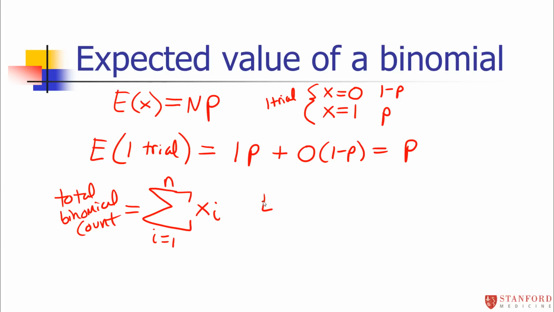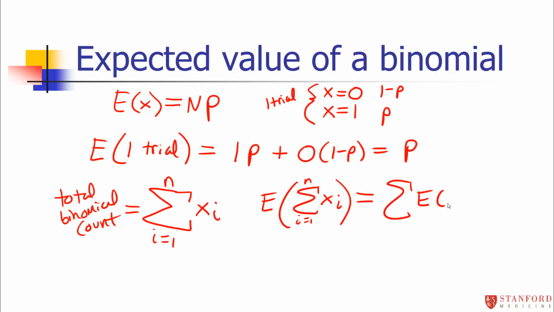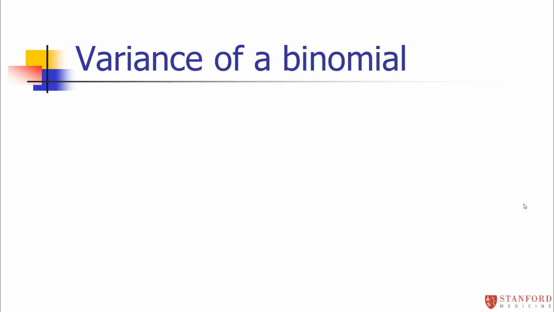So if I wanted to ask, what's the expected value of that sum? Well, it turns out that the expected value of a sum is just the sum of expected values. Since we know that every single trial has the same expected value, which is equal to p, then we're just going to add p from 1 to n. So we end up with n times p.